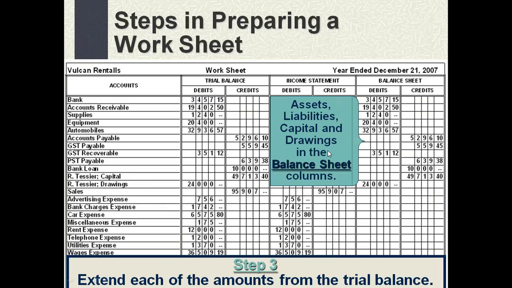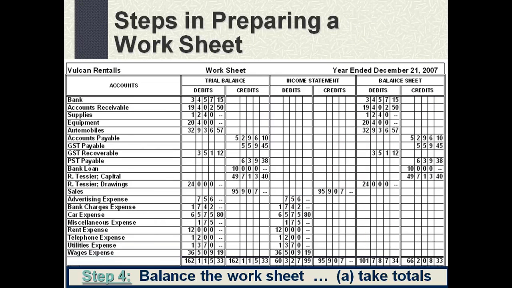Remember, drawings is going to be in the balance sheet. Drawings does not go into the income statement. Then what we do, the fourth step, is to balance the worksheet. So everything must be equal.